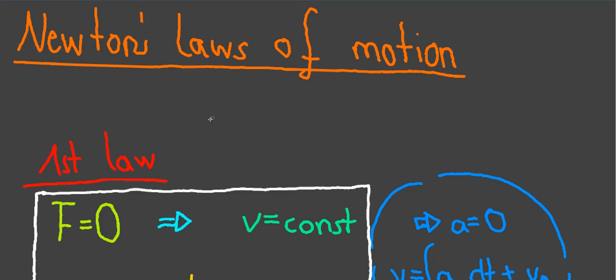In this quick video we are going to discuss the 3 laws of motion that Newton proposed. The first law is actually quite easy. It just says that if the force is equal to 0, there's only going to be a constant linear velocity. So you're always going to move in the same direction with the same constant speed.